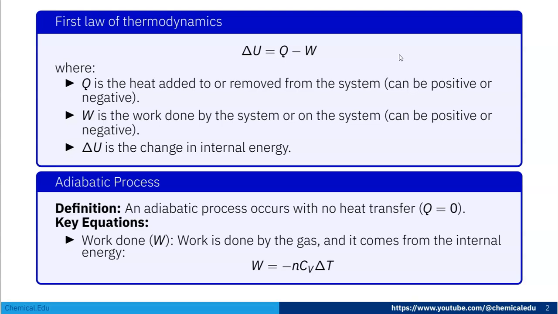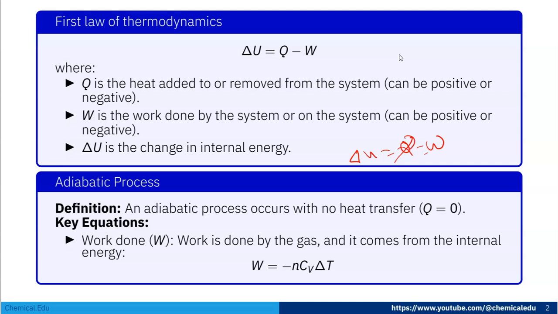And definition of adiabatic process. An adiabatic process occurs with no heat transfer, so Q is equal to 0. So if that is del U is equal to Q minus W, so Q is 0, so del U is equal to nothing but minus W.